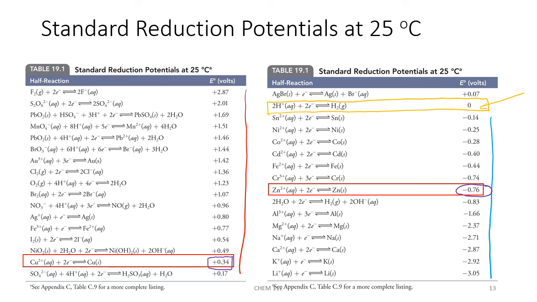So this table is really useful because we can just quickly look up these reduction potentials when we need them in order to calculate the overall standard cell potential for any battery that we want to make.